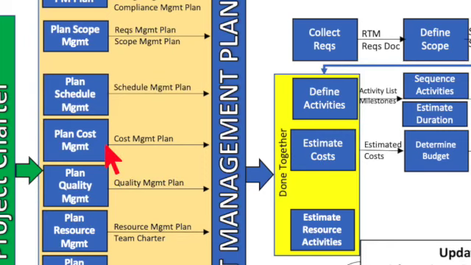Now, when we get into cost, we have the cost management plan. In a predictive style, usually there's a set budget for what we'll do. What we plan to spend, we either spend or save money on.